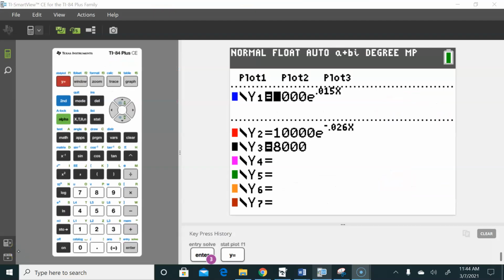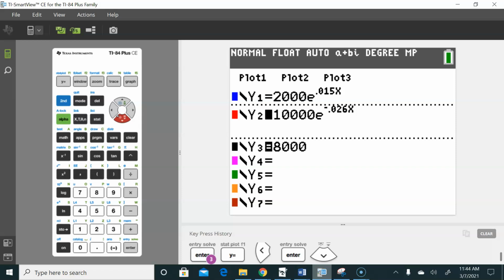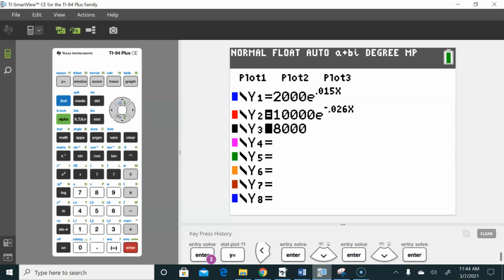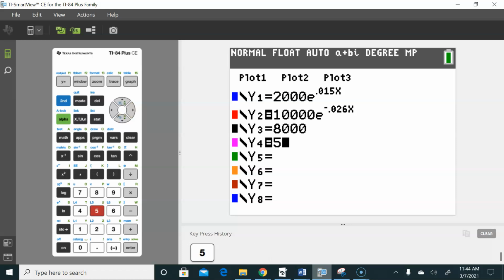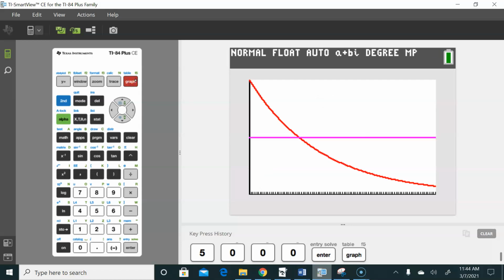So here I am at my calculator, my Y1 equation. I don't really need my Y1. I'm going to turn it off. My Y2, I do want on now. I'm going to bold it. Y3, I don't want at all. I'm going to turn it off, and then I'm going to put Y4 as 5,000. And I'm going to use the same window, so I'm going to just hit graph. And there are those two curves, the decay and the horizontal line of 5,000.